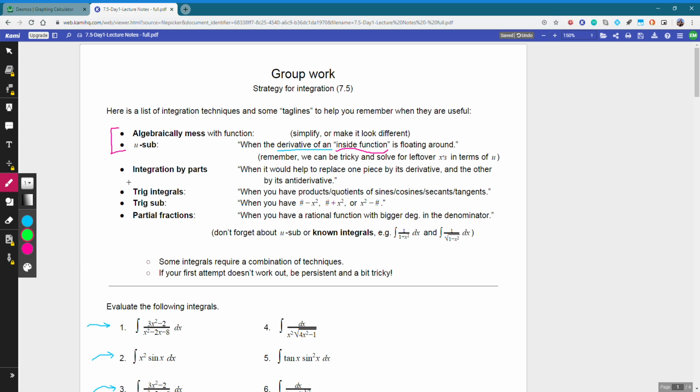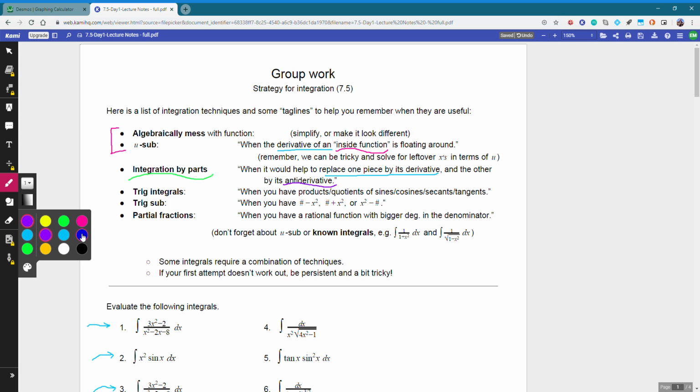Our next integration technique that we saw, the first one in chapter 7, was integration by parts. And this is where we undid the product rule. And the idea is that we have integration by parts as a possibly useful technique if one piece of our function we'd like to replace with its derivative, and the other piece it would be helpful to switch out with its antiderivative. Right, that's exactly what integration by parts does, and so that's what we're on the lookout for.